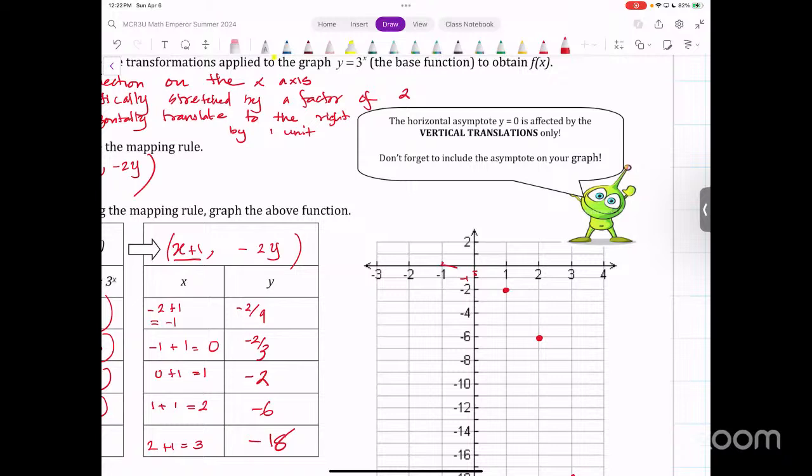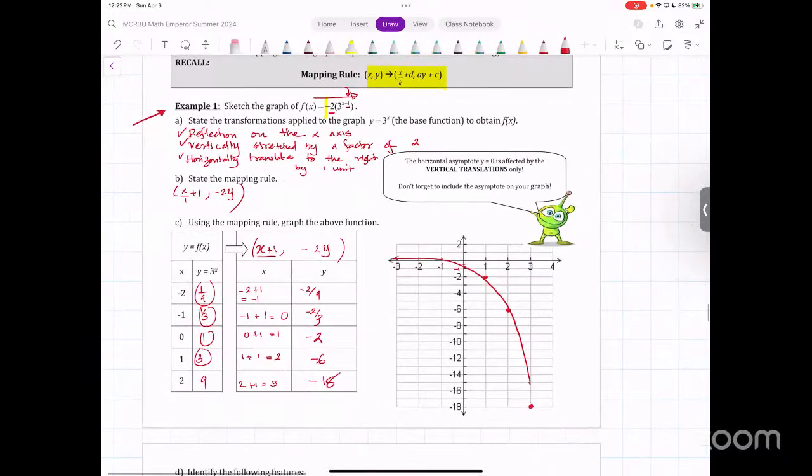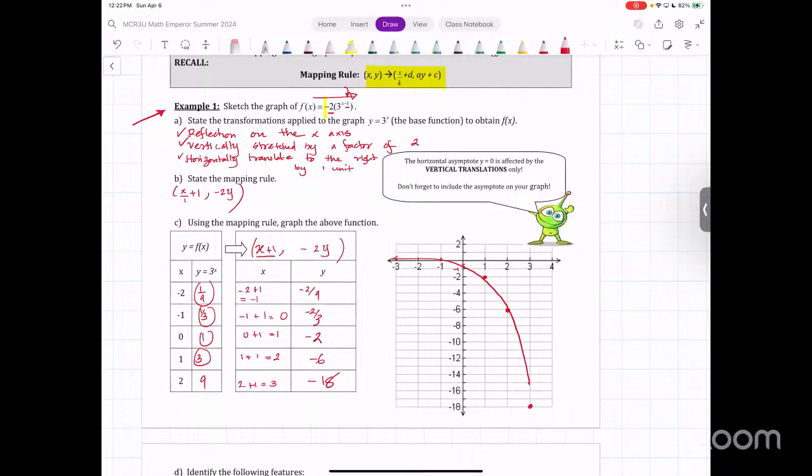So how does that graph look? It needs to go through this point, this point, this point. It's just going to go like that. Right? Are you seeing the picture? Oh yes, there's one more point I can use. Are you seeing that picture? Okay.